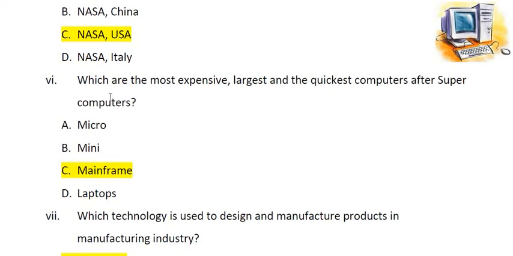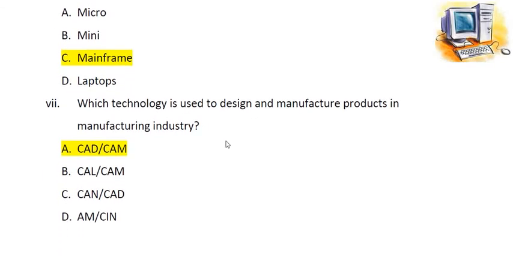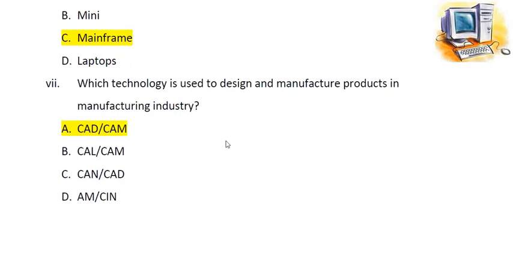Sixth MCQ is which are the most expensive, largest and the quickest computers after supercomputers? Means the second fastest and powerful computers are mainframe computers. The correct option is C, that is mainframe. Seventh MCQ is which technology is used to design and manufacture products in manufacturing industry? So option A is the correct answer, CAD/CAM, computer aided design and computer aided manufacturing.